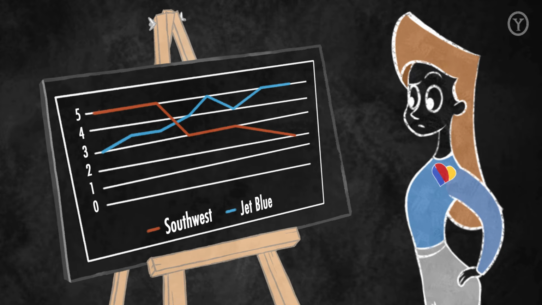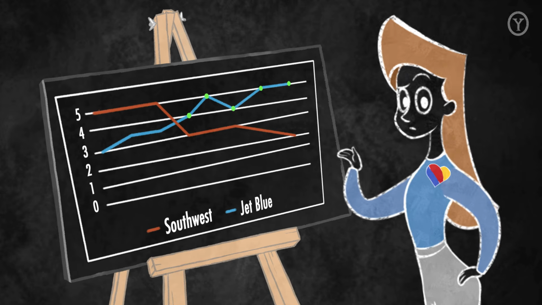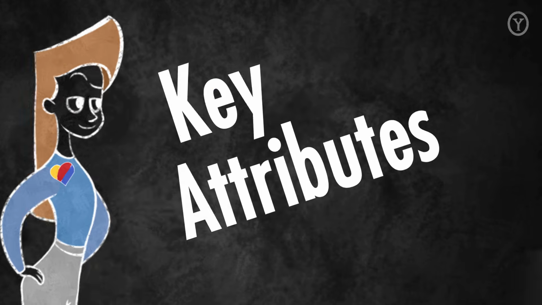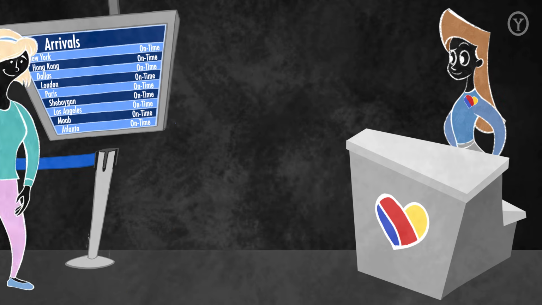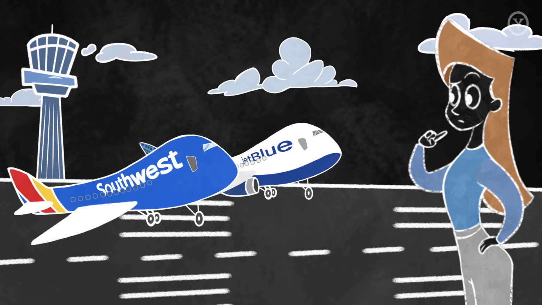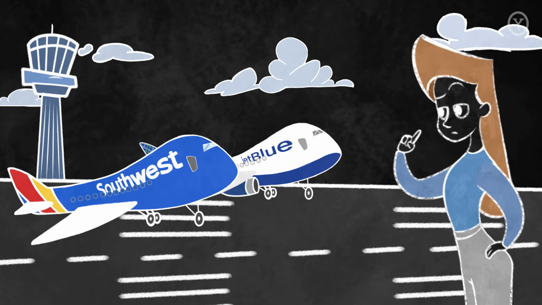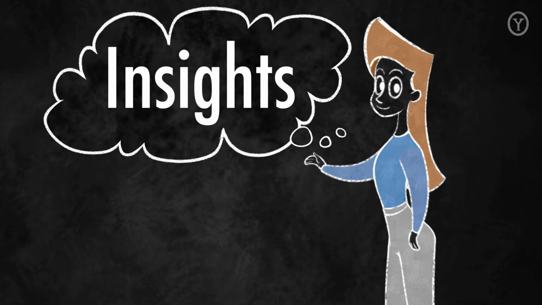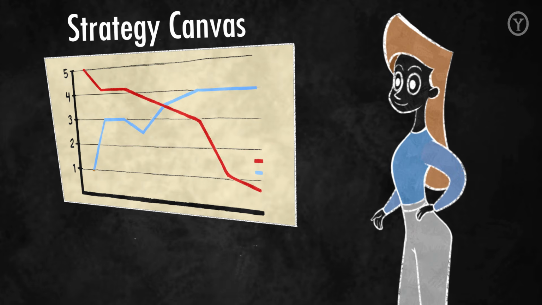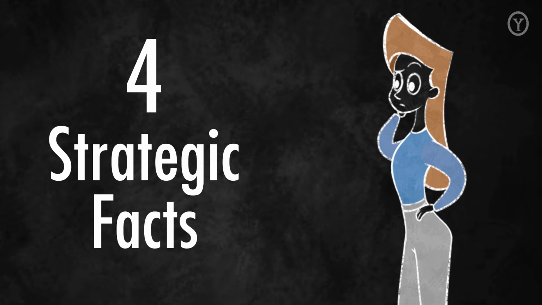Unfortunately for Southwest, these are areas where JetBlue outperforms. But Southwest outperforms JetBlue on the key attributes of price, on-time arrivals, and friendly service. Thus, even within discount airlines, there are some important differences. To summarize the insights from these examples, a basic strategy canvas helps us discover and learn 4 strategic facts.